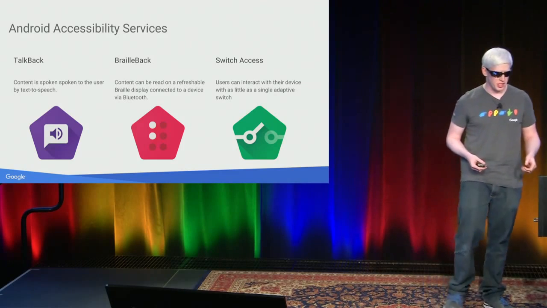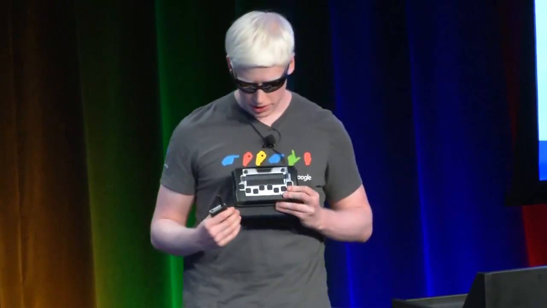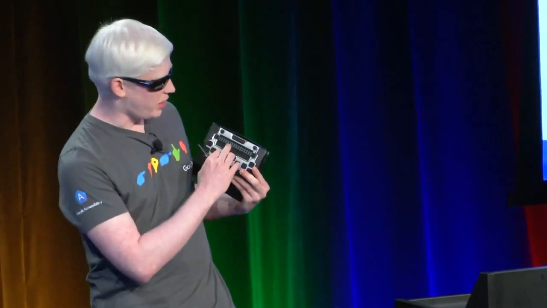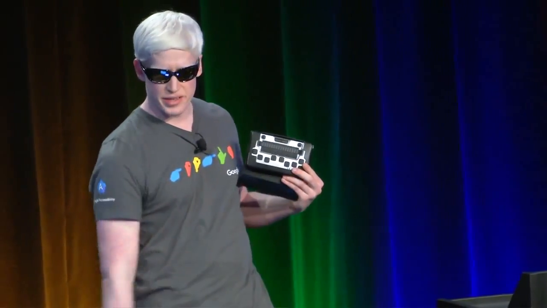Brailleback is another service. It works in a similar way, uses the same APIs as TalkBack, but instead of producing speech through the text-to-speech engine, it will output device content on a device like this one. This is a refreshable Braille display. It connects to Android phones and tablets over Bluetooth, and it allows the user to essentially read dynamic Braille off this row of Braille cells. It is better in situations where privacy is important. You don't necessarily want the device content spoken out loud to the world.